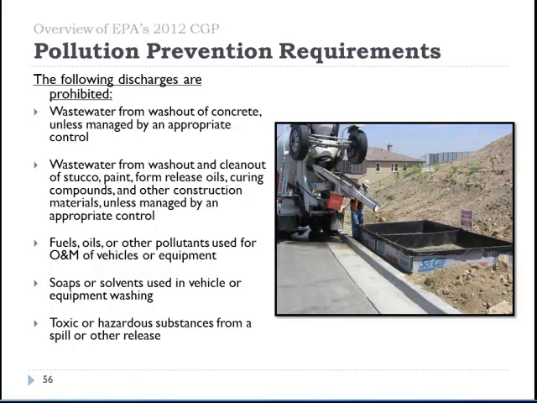So the permit prohibits certain discharges, which are wastewater from washout of concrete unless managed by an appropriate control, wastewater from washout and cleanout of stucco, paint, form release oils, curing compounds, and other materials unless they're managed by an appropriate control, discharges of fuels, oils, or other pollutants used in the operation and maintenance of vehicles or equipment, discharges of soaps or solvents that are used in vehicle or equipment washing, and any toxic or hazardous substances from a spill or other release.